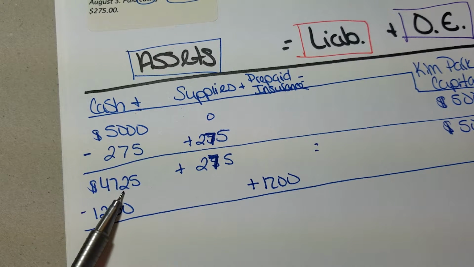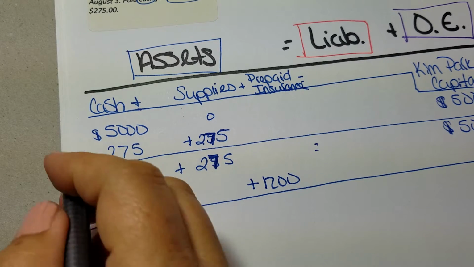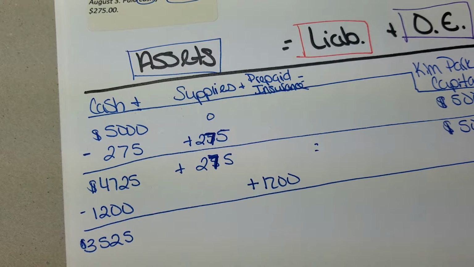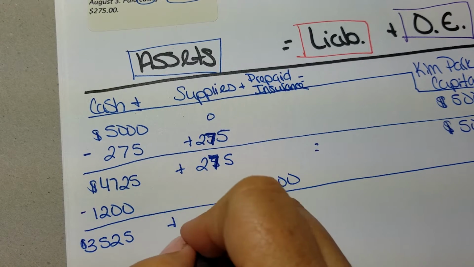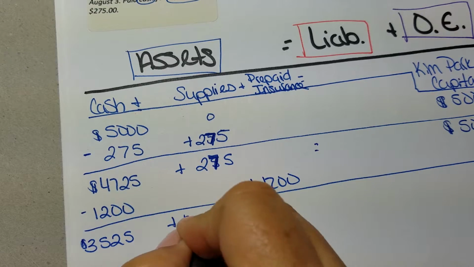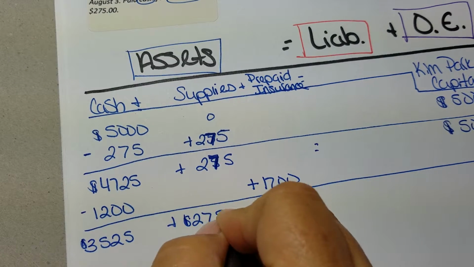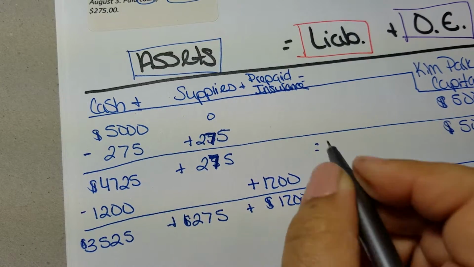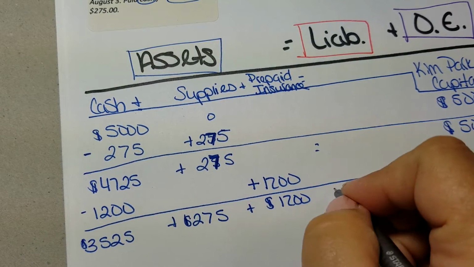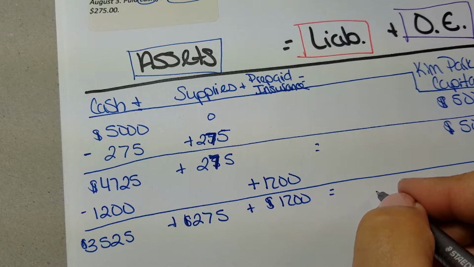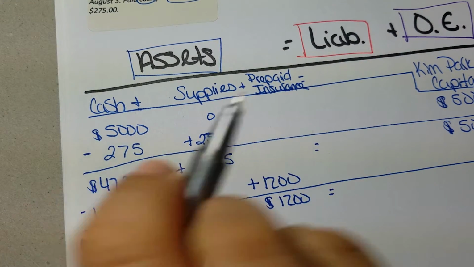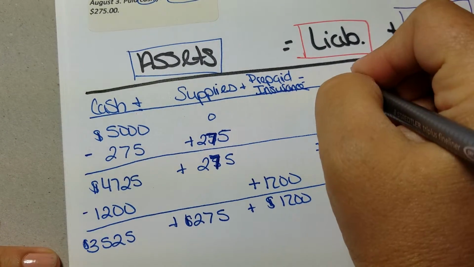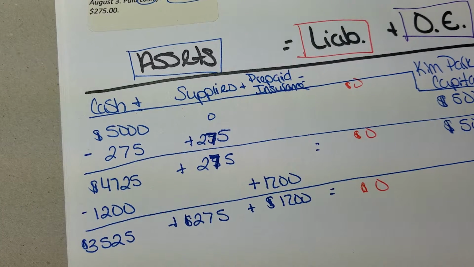We had $4,725. We just spent $1,200. We're down to $3,525. Plus, nothing happened to our supplies. We didn't use any of those, so we still have $275 worth of supplies in the closet. We now have $1,200 worth of prepaid insurance. We didn't have any activities for liabilities. I'm just going to put a 0 here so we don't get confused. And nothing happened to our capital.